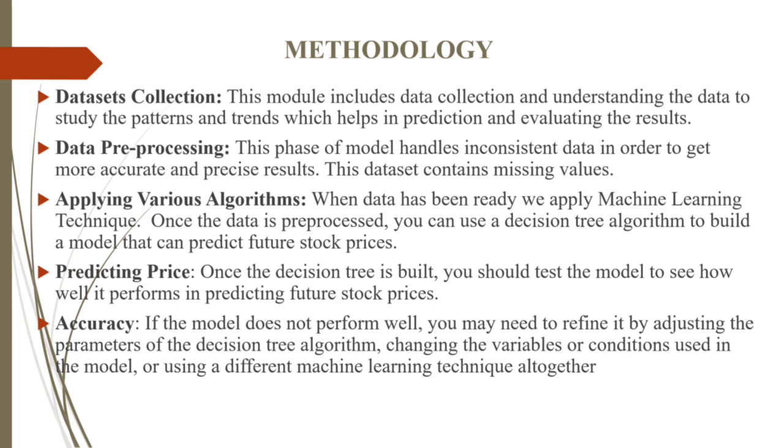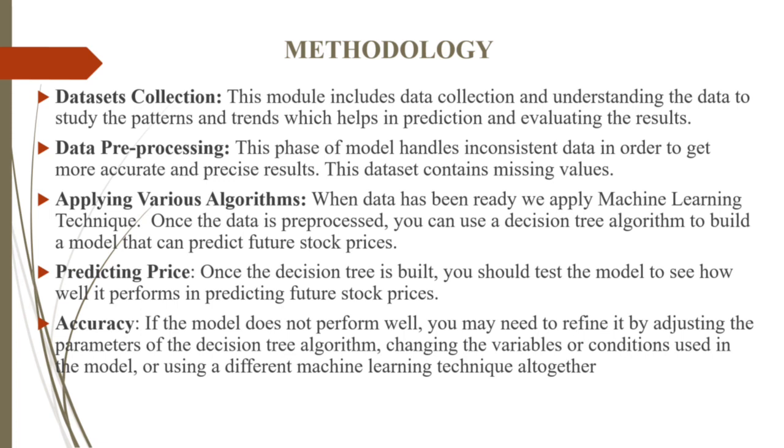Next one is data pre-processing. This phase of the model handles the inconsistent data in order to get more accurate and precise results. This dataset contains some missing values. Next, applying various algorithms. When data is ready, we can apply machine learning techniques. Once data is pre-processed, you can use the decision tree algorithm to build a model that can predict the future stock prices.